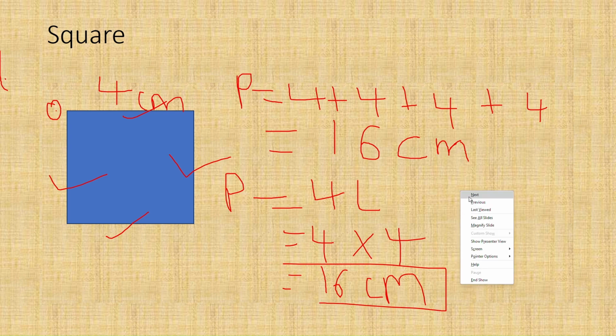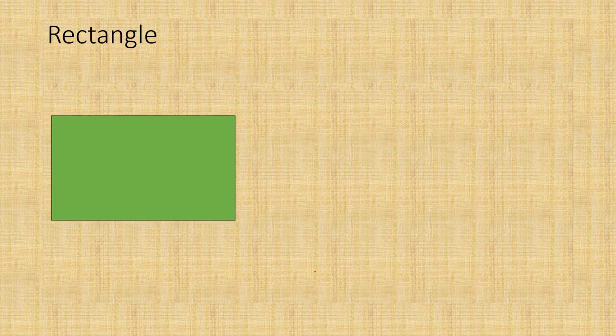Now we will move on to the next slide, which will be about the rectangle. As we know, the opposite sides of the rectangle are equal in length. Let this be 6 centimeters and let this be 4 centimeters. So for the perimeter, as I told you about the square, always draw a circle at one point and then go from that.